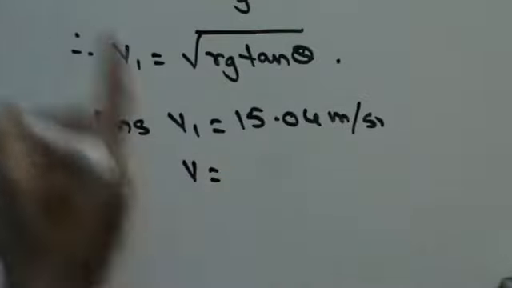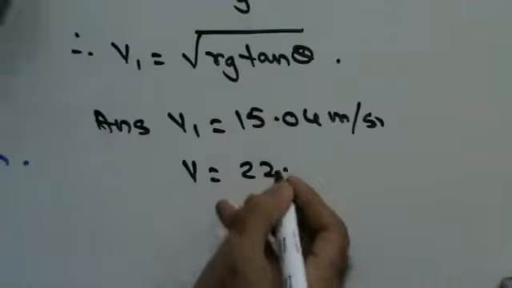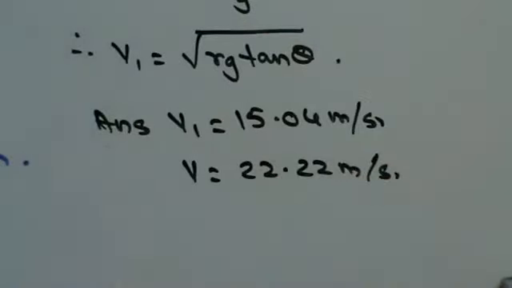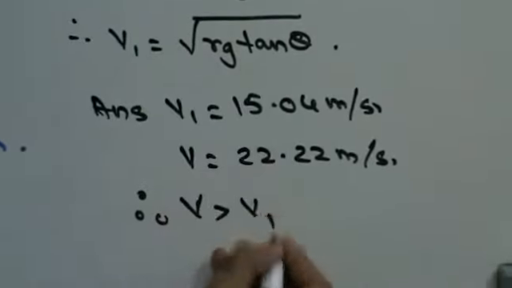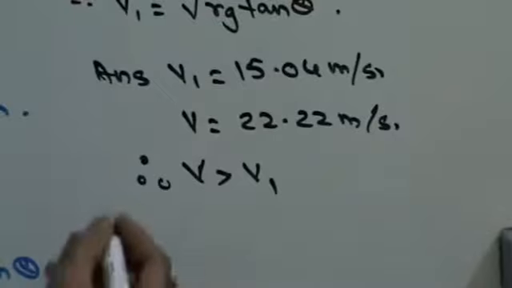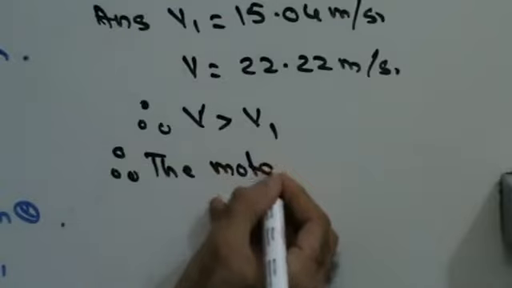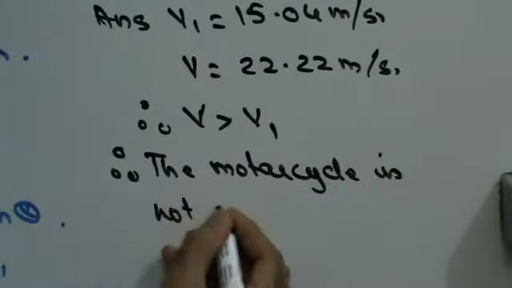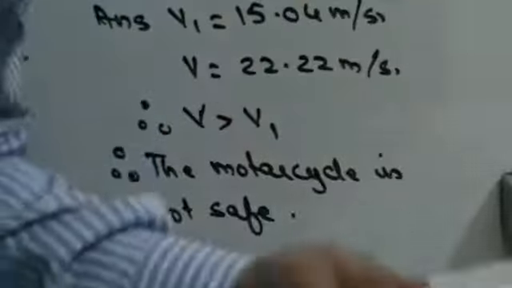And when you do the conversion, the speed at which the motorcycle is going is 22.22 meters per second. Right? Since the speed at which the motorcycle is going is greater than the maximum speed, therefore the motorcycle is not safe. Fine, do we get this in here? Next, let's see one more sum, guys.